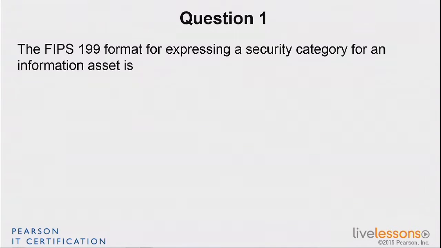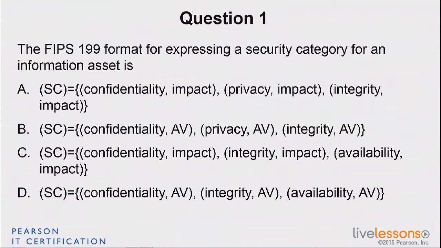So let's go through a couple of questions together, and we're going to talk about both what the answers are, but as importantly, what your approaches are to answering the question. So our first question is, the FIPS 199 format for expressing a security category for an information asset is, and we're given 3 different expressions.